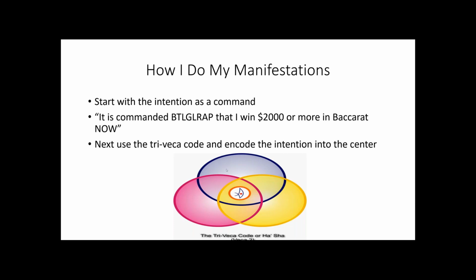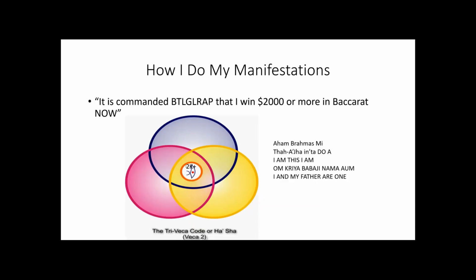Then we draw the Tribeca code. We don't need this little circle in the middle because we're going to put our own code in the middle, which is a code that represents our intention. So you could put whatever you want in here. You can put your desired weight with a circle around it. You can put your desired monthly income with a circle around it. You could put a symbol that represents your ideal partner in the center. Whatever it is you desire to do. And so you write it down, then you put the commands to set it in motion over here.